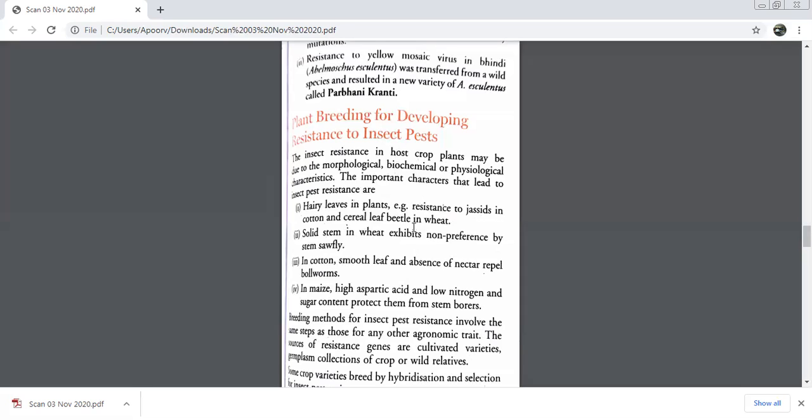Resistance to insect pests, children. There are many insects which act as pests, and a lot of production is affected by this. They cause loss to a lot of production. Production goes down because of these insects. They are known as insect pests. How do we save our plants?